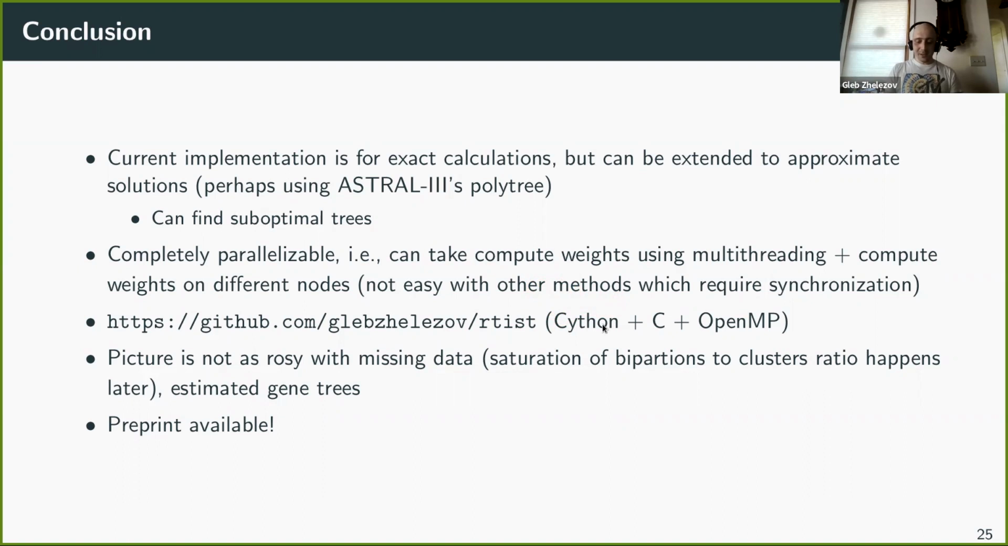And one thing that I didn't mention is that the picture is not as rosy when you have missing data. It can handle missing data, but when you do it, the saturation of the bipartitions to clusters ratio happens much later. And the same thing happens with estimated gene trees. So we're running some simulations right now to see what the effects are, but those simulations take a long time. And so I can't give you a definitive answer on what happens other than things get worse. So maybe I'll tell you next time.